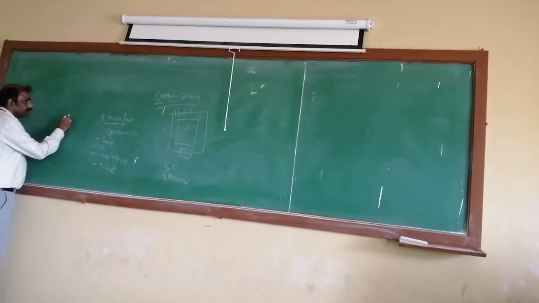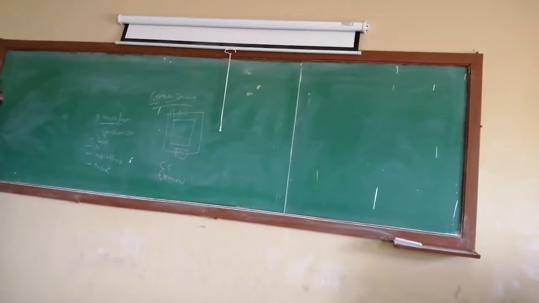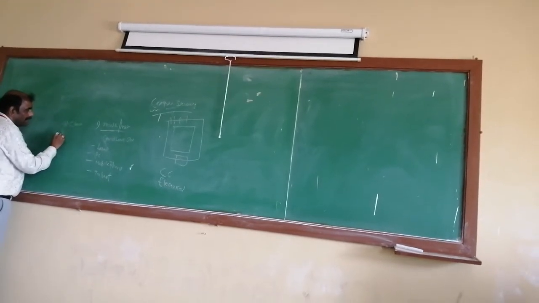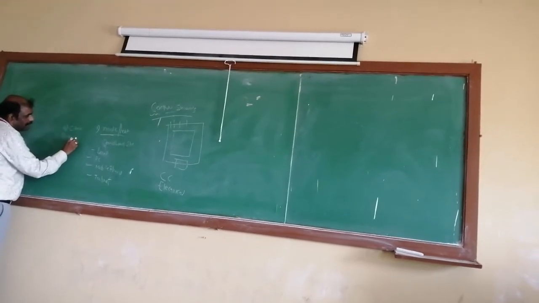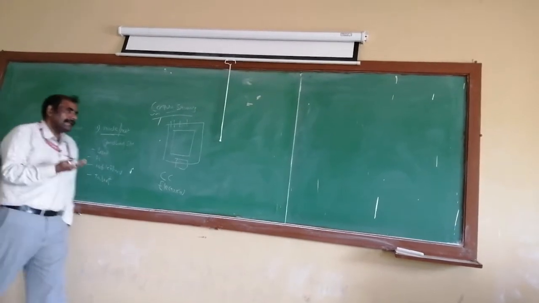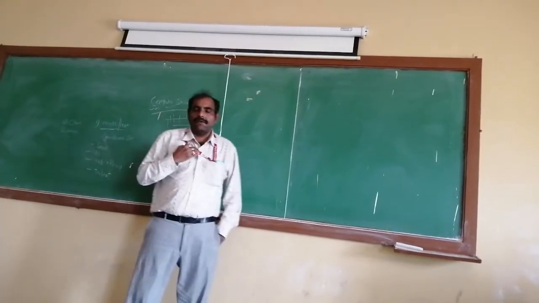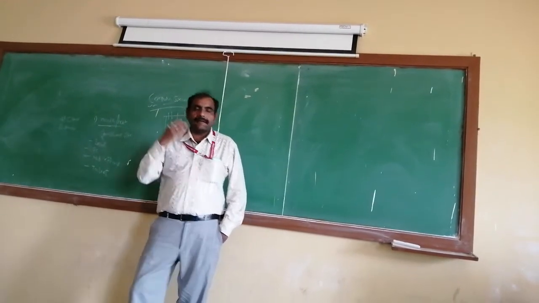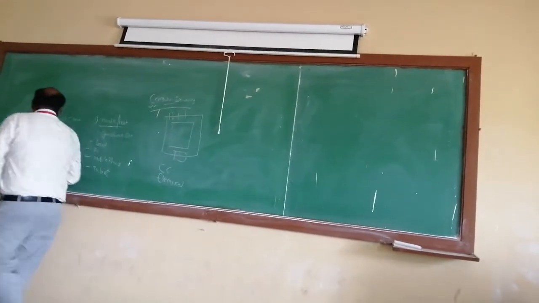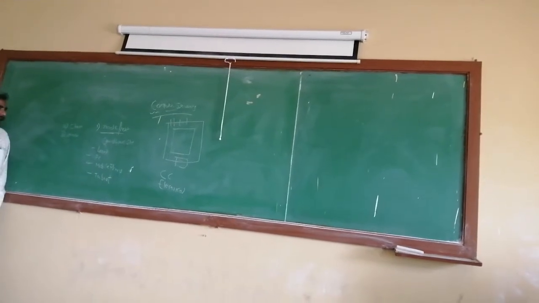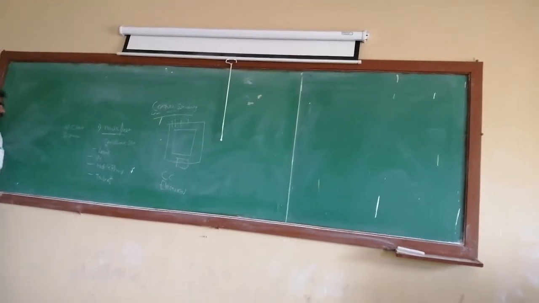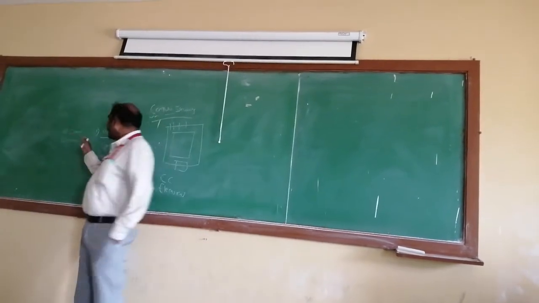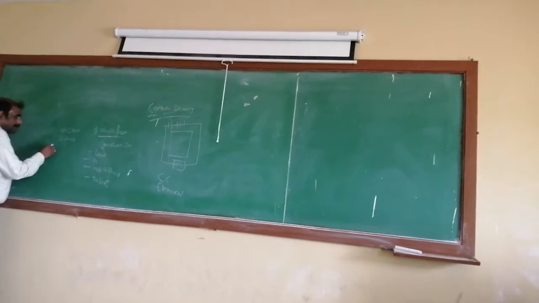Then next, the client and server. A client is one where you can access information from the server. What do you mean by a server? The server is one where the information is processed and the response is sent to the client. This is called client and server. Then some more terminologies.